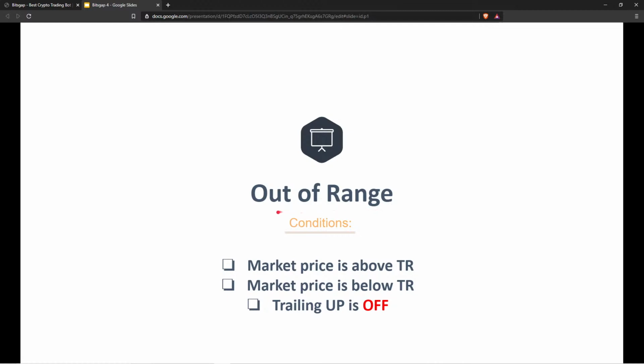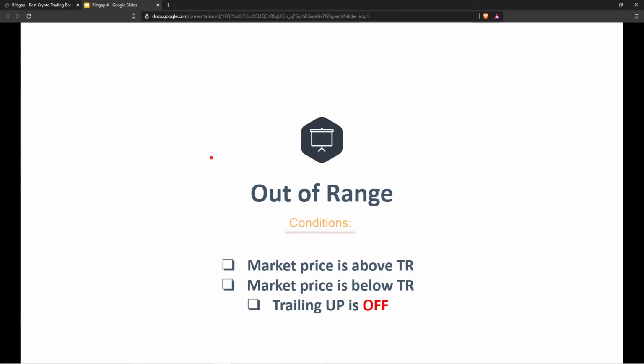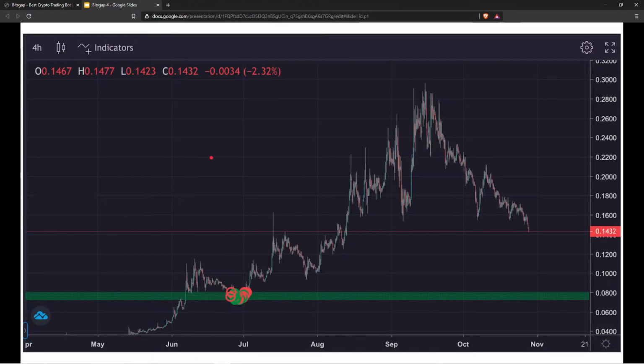Another one is the out of range. That's the case if the market price is now trading higher than the trading range, or it's trading lower than the trading range. And it also can be the case if the trailing up instrument is off. So basically now is the time to explain what is the out of range on the example. You see the price is trading higher, so as soon as it breached the trading range, it started to move higher, and we got stuck with this trading range over here, and that's why we are out of range.